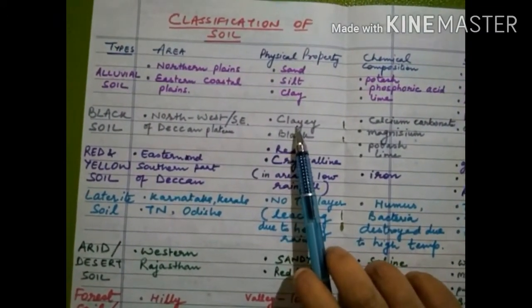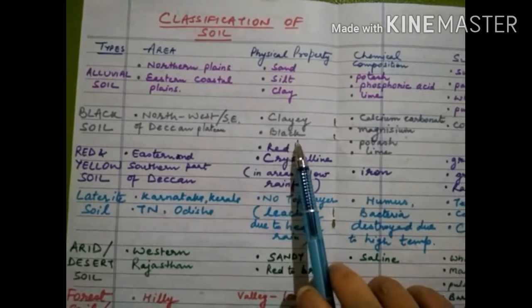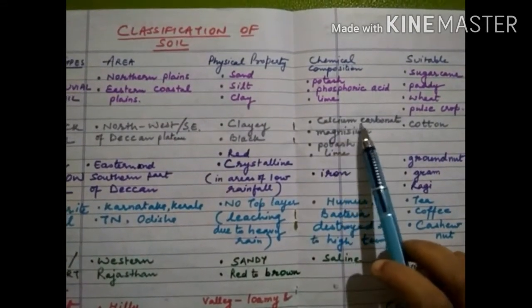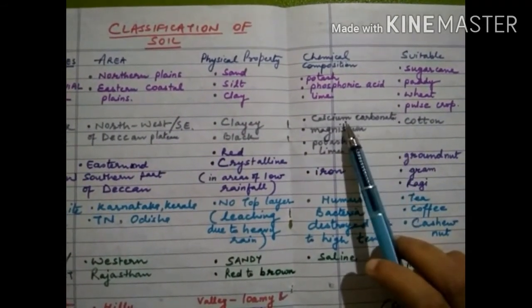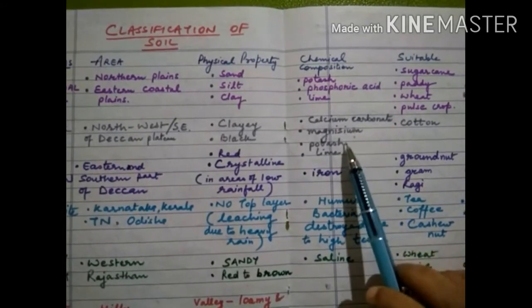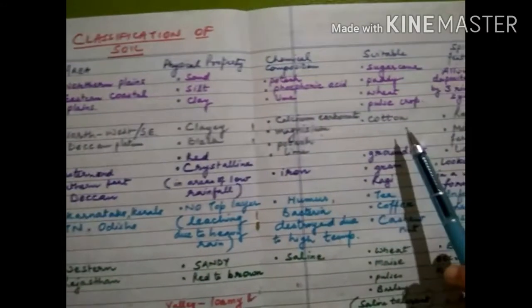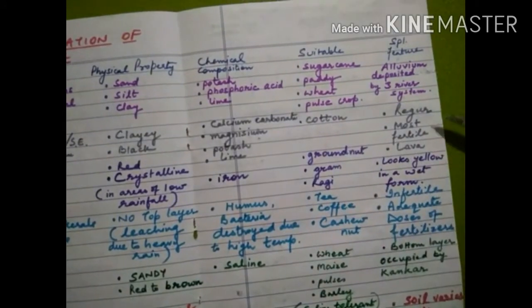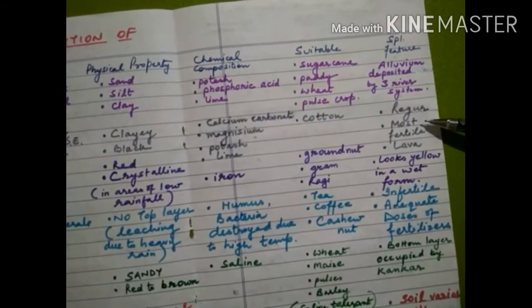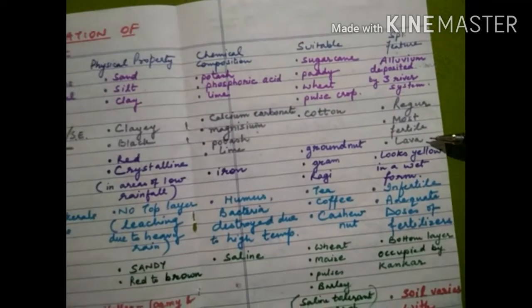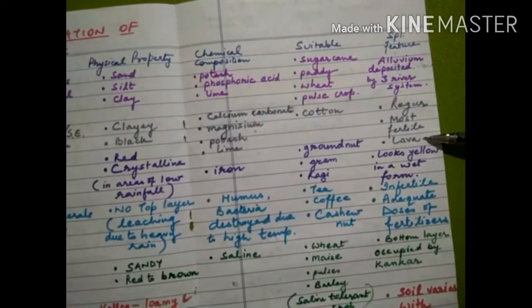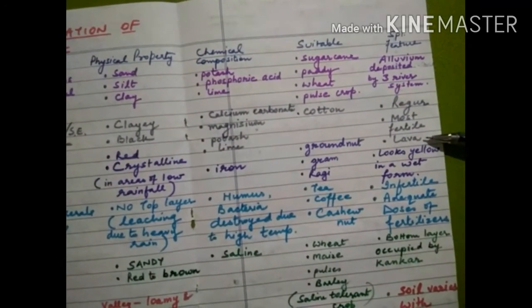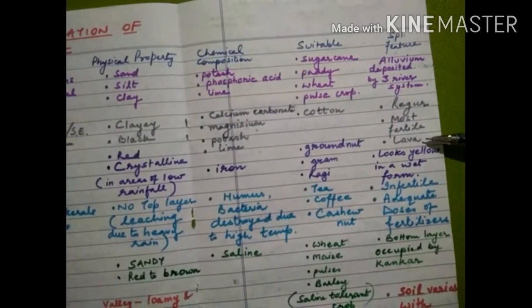Second is black soil, which is found in the northwest and southeast of the Deccan Plateau. It is clay in nature and black in color. Chemical composition of this soil are calcium carbonate, magnesium, potash, lime. It is suitable for the cotton crop. This soil is also known as Regur soil. This is the most fertile soil also, and it is made up of lava flows, as in the ancient period this region was the site of volcanic eruption.